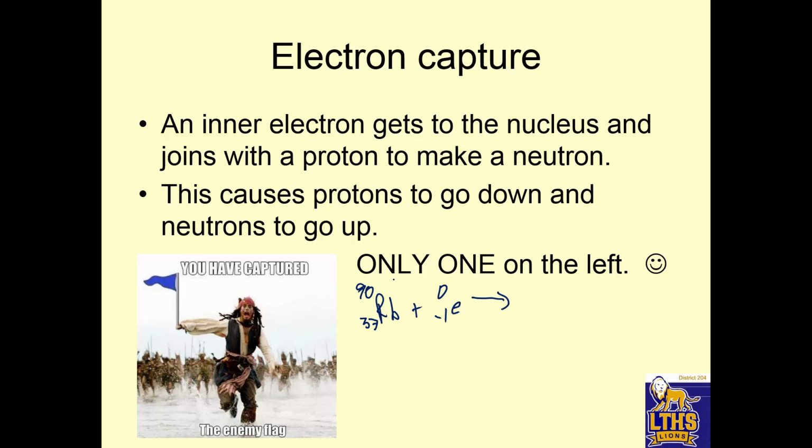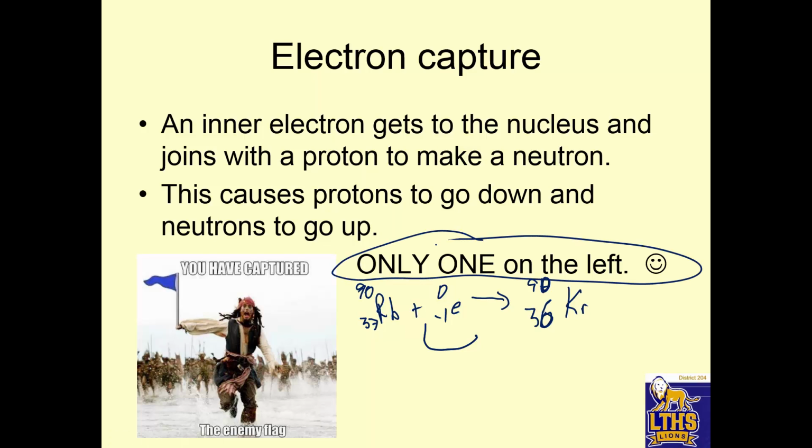My new product: 90 plus 0 is 90, and 37 minus 1 is 36. The element with number 36 is krypton. So you can identify this as electron capture. It's the only one that's going to have the electron on the left.